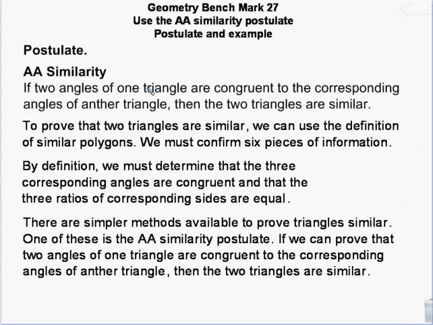Okay, so what we have is a postulate that's angle-angle similarity, and it says that if two angles of one triangle are congruent to the corresponding angles of another triangle, then the triangles are similar. So if I have two triangles, and this angle is the same as that angle, and they're in the same position, and this angle is the same as this angle, and they're in the same position, I mean the triangles could be rotated, but they're in the same relative position, then the triangles are similar.